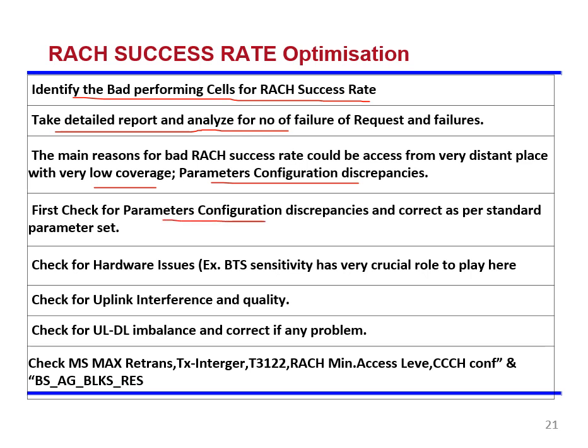Parameter configurations should be done. They should be adjusted in the OMCR. And hardware issues, you have to check for hardware issues. The hardware faults are there in the BTS. Also you have to check the uplink interference and quality, and if an uplink and downlink imbalance is there, you have to correct that problem also.